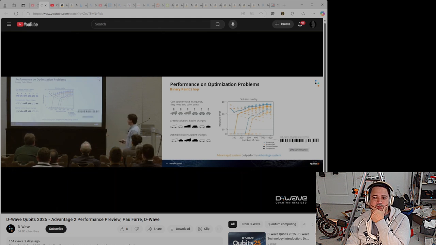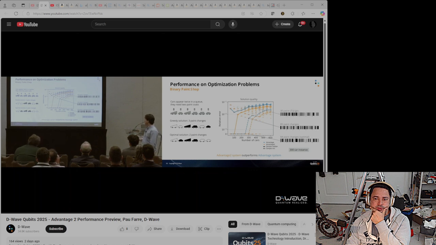And just to relate relative error to the original problem, let's look at a 300 car instance. This is the optimal solution for 300 cars, 84 paint changes. This is what Advantage 2 found. This is the next best, 85 paint changes. This is what Advantage 1 finds. And this is 96 paint changes. This is the median solution of Advantage, and Advantage 2 does better than that all the time.